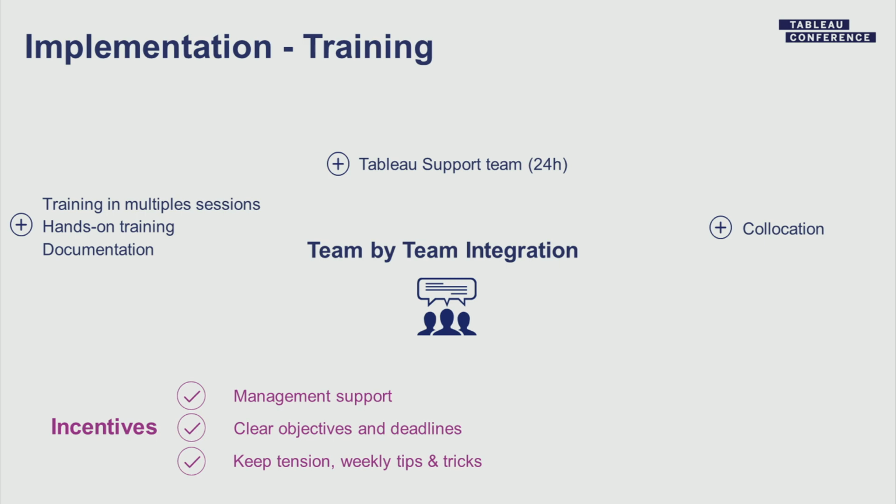Clear objective and deadline. So each phase and each different team would have clear objectives at the beginning, at the midterm, and at the end of the phase, basically, and clear deadlines as well. And the idea was to keep tension. We don't want people to be using Tableau a lot for 2 weeks, not use it for 4 months, forget everything, and then start over again. We want to make sure that there's a little bit of work that's being done along the way, basically.